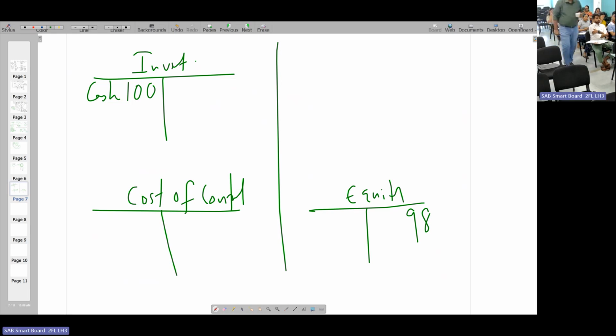Very good. Very good. Cost of control account debit 100.